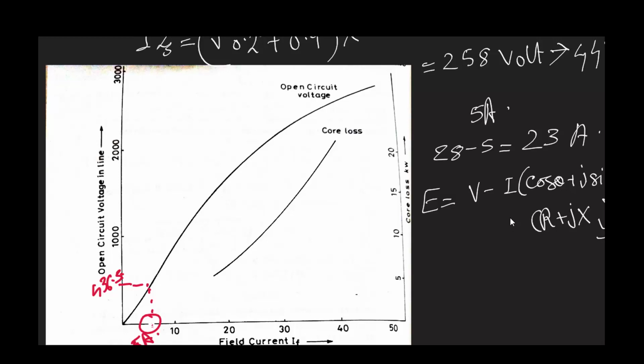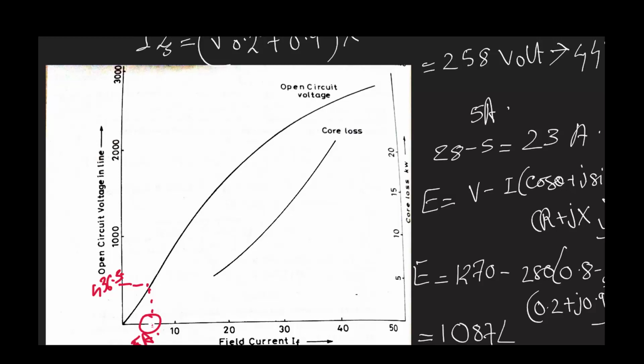So you just need to put the values. While putting V, you must consider the phase voltage value like 1270, and then it is full load current 280.8 minus j0.6. Then you are having what? It is that 0.2 plus j0.9, right? So you can calculate, and finally you will be able to figure out, it will come around 1087 minus 8.89.